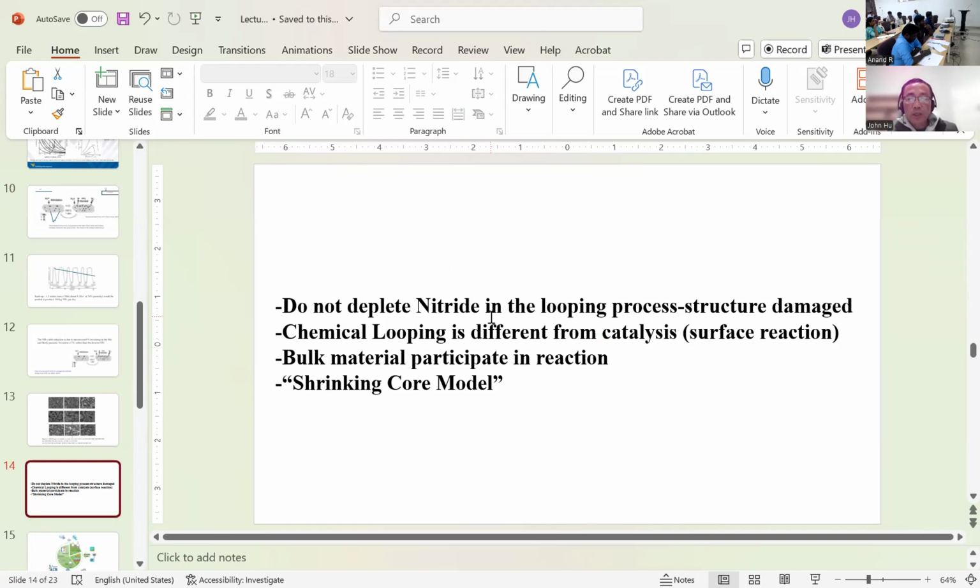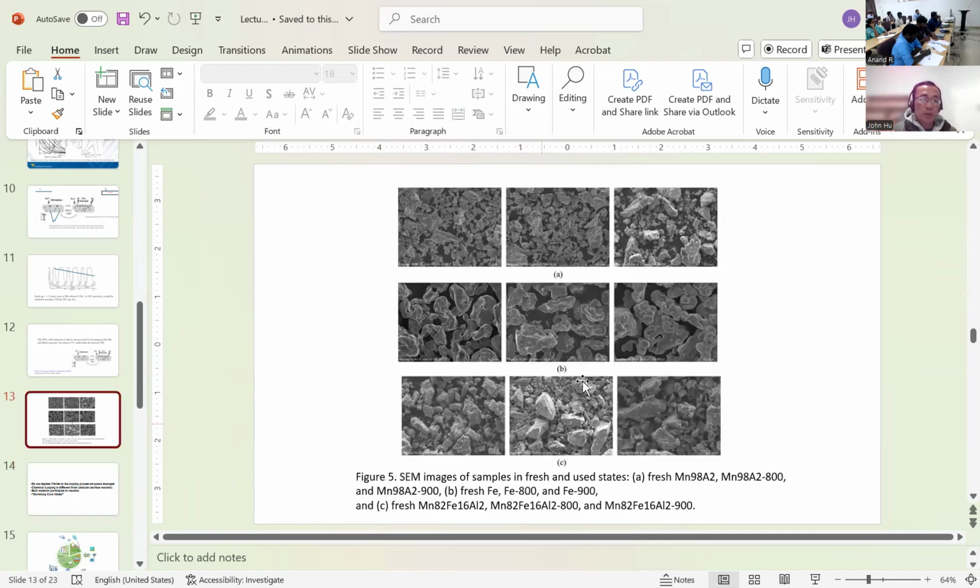So let's say the theoretical yield is 10%, in order to run this chemical looping, do not deplete the nitride in the looping process. Depleted means do not let 10% nitrogen come out. You do 5%. Follow me? Or 3%. Then you do the next looping. Always keep some nitride in there to hold the structure. Otherwise, your morphology will change. Make sense? Yes, sir.